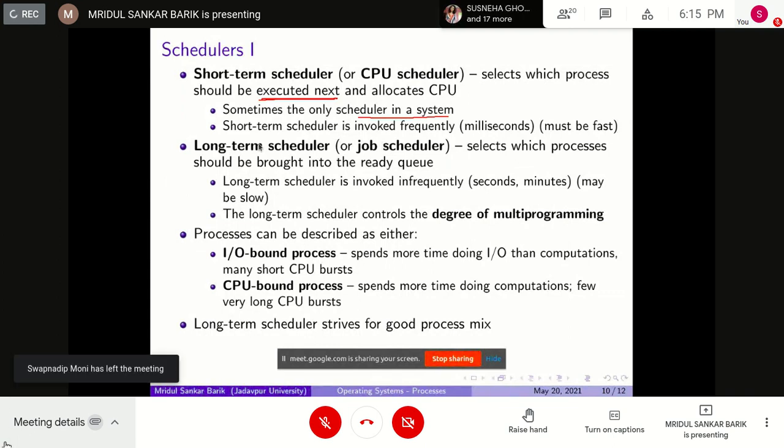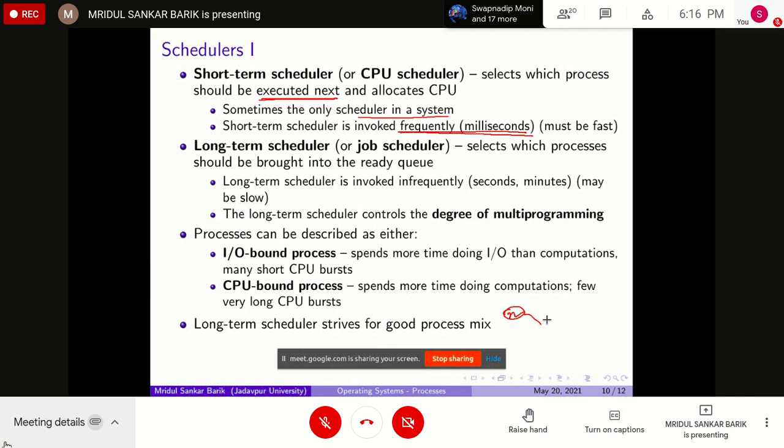Short-term scheduler, the name is given because it is invoked very frequently, in terms of milliseconds. Compared to that, if a system has a long-term scheduler or job scheduler, it selects which processes should be brought into the ready queue. So if you remember that state transition diagram, we had this new state.